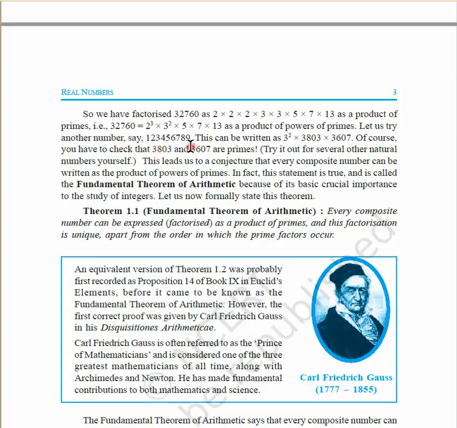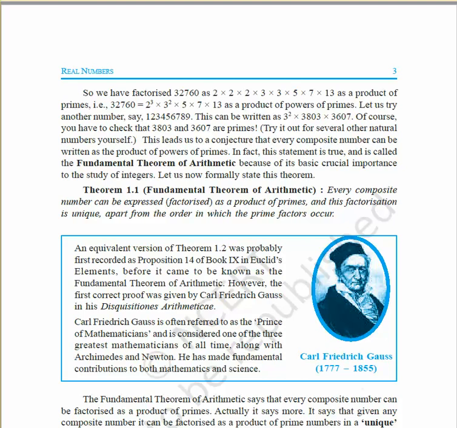Now let us try another number. Say this can be written as this. Of course, we have to check that 3803 and 3607 are primes. You can try. So what does the fundamental theorem of arithmetic actually say? It says that every composite number can be expressed or factorized as a product of primes, and this factorization is unique apart from the order in which the prime factors occur. So any composite number can be expressed as a product of prime numbers, and this factorization is unique.